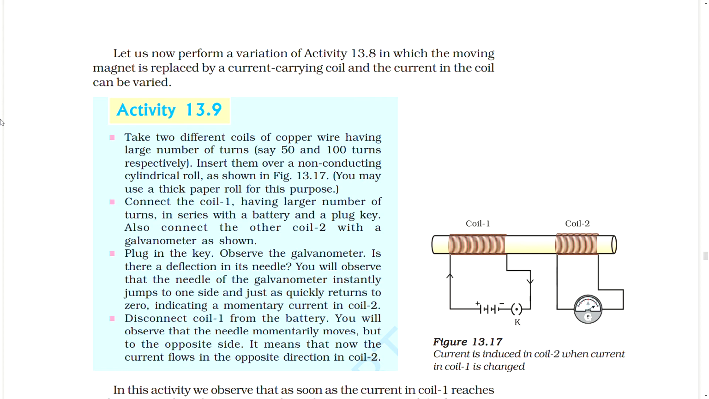Plug in the key. Observe the galvanometer. Is there a deflection in its needle? You will observe that the needle of the galvanometer instantly jumps to one side and just as quickly returns to zero, indicating a momentary current in coil 2. Disconnect coil 1 from the battery. You will observe that the needle momentarily moves, but to the opposite side. It means that now the current flows in the opposite direction in coil 2.